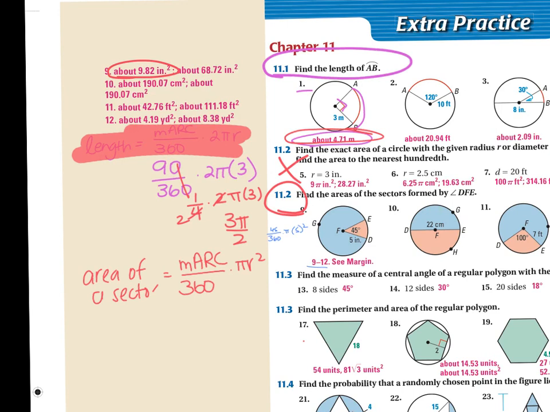And it says area of the sectors formed. So first you're finding the red, which is that. And then the blue, I would do 360 minus the 45 to get the 315 as your central angle, and then still multiply it times pi r squared.